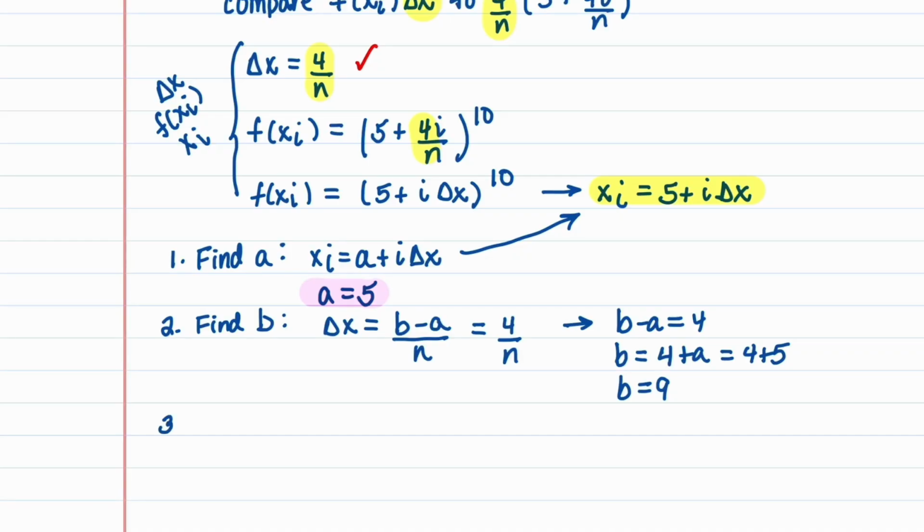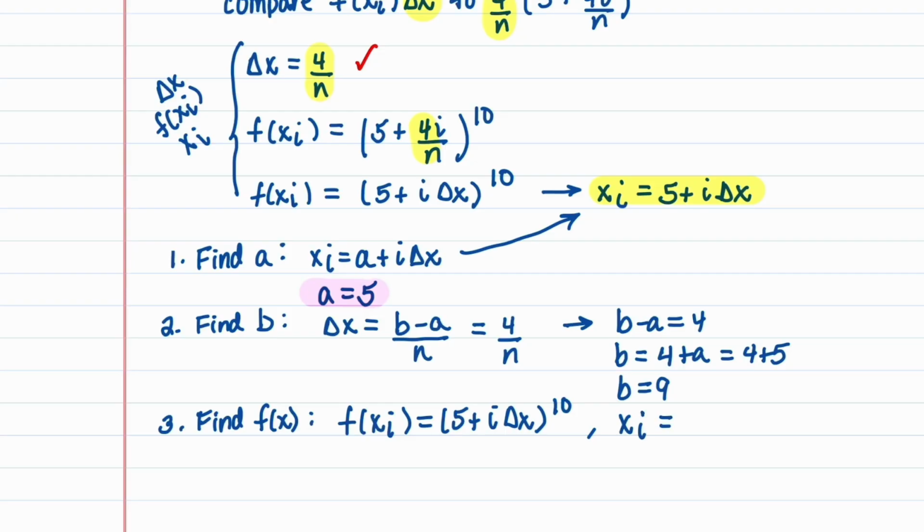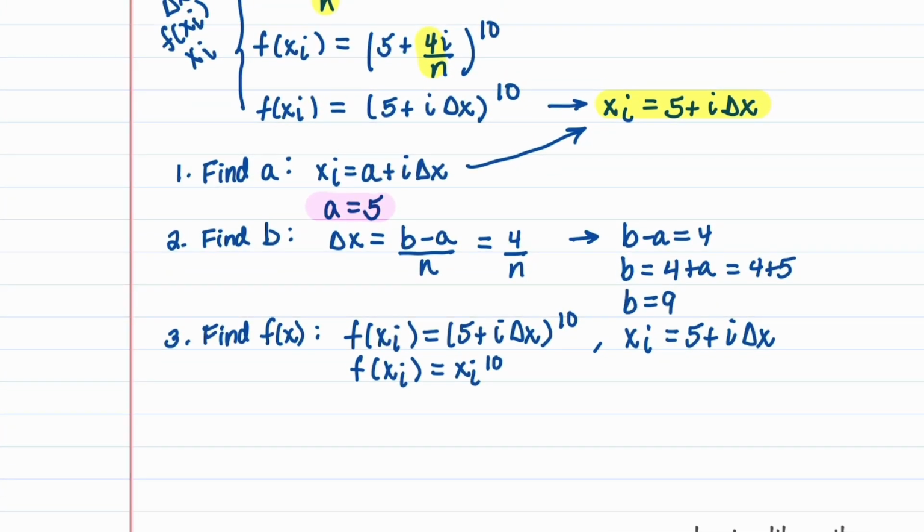What we need to do now is find f of x. We have the formula f of x sub i is equal to 5 plus i delta x raised to the 10th power. And we know that x sub i is 5 plus i delta x. So that gives us that f of x sub i is just x sub i to the 10th. And then that gives us that f of x is equal to x to the 10th.